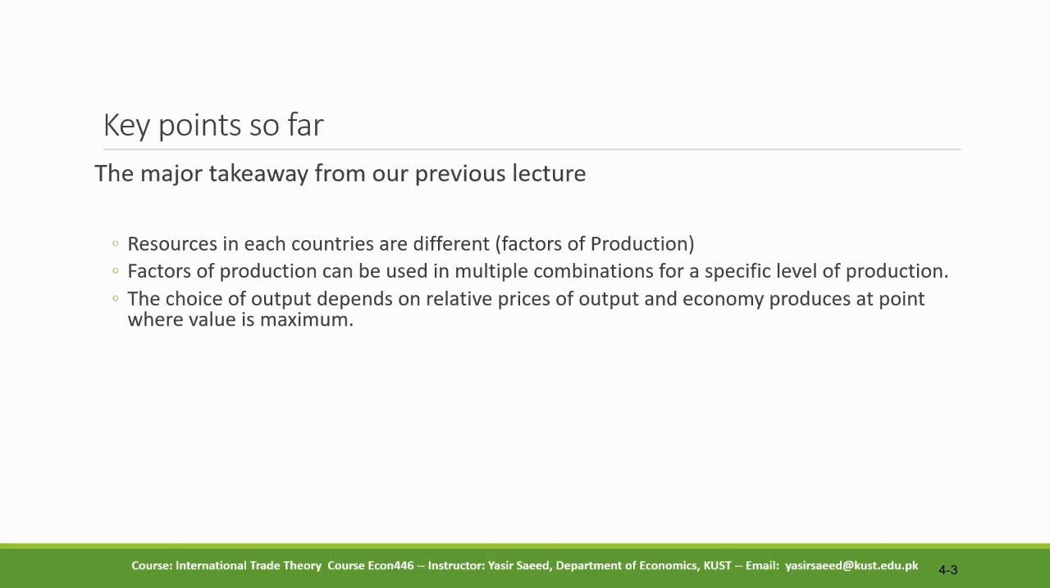Then again, the choice of output depends on relative prices. How much we should produce depends on the overall value of the output, and that is how we compared graphically by using the iso-value line. So the iso-value line can determine the level of output on a specific production possibility frontier. Remember that a higher iso-value line means more value, but any point on a specific line means that the value does not change.